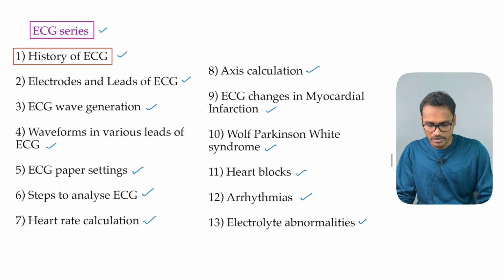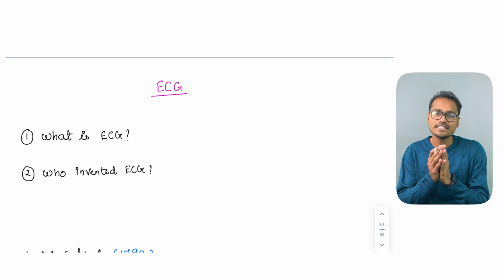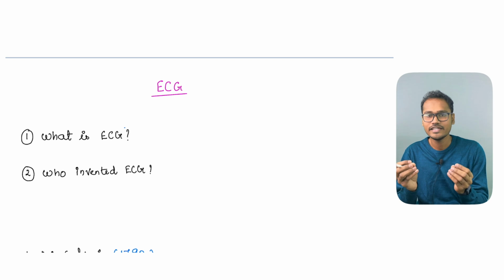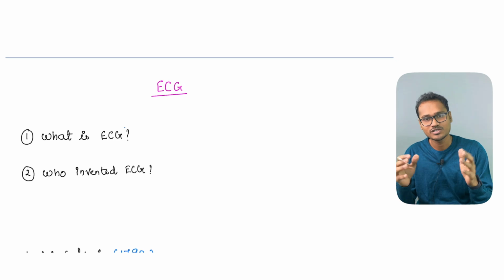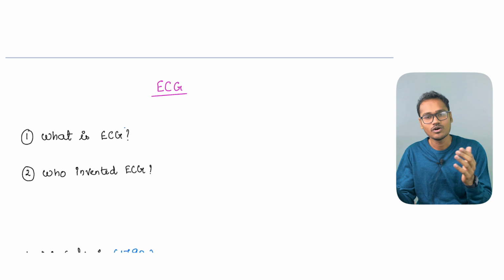So the first topic is the history of ECG. All of us know ECG is a sophisticated instrument, and at the same time a simple and very easily portable instrument. But initially when ECG was discovered, it was not a small machine at all. It was a huge machine, and the history dates back many years.